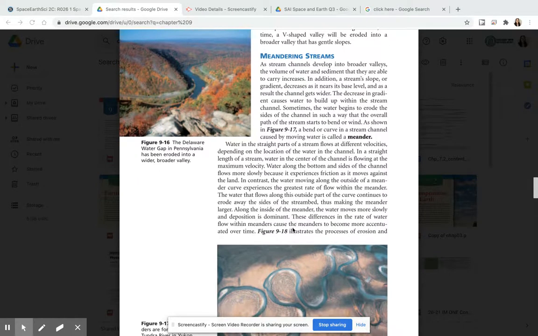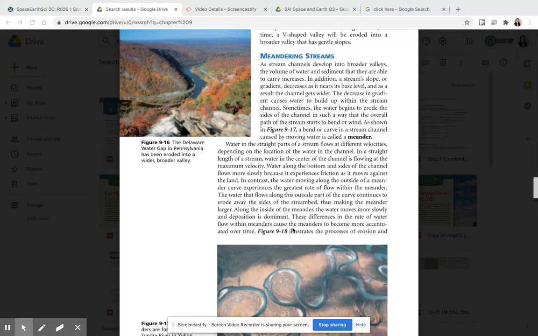Meandering streams. As stream channels develop into broader valleys, the volume of water and sediment that they are able to carry increases. In addition, a stream's slope, or gradient, decreases as it nears its base level, and as a result, the channel gets wider. The decrease in gradient causes water to build up within the stream channel. Sometimes the water begins to erode the sides of the channel in such a way that the overall path of the stream starts to bend or wind. As shown in Figure 9.17, a bend or curve in a stream channel caused by moving water is called a meander.